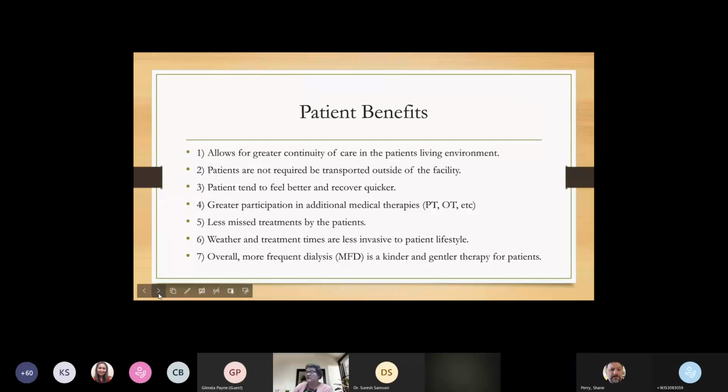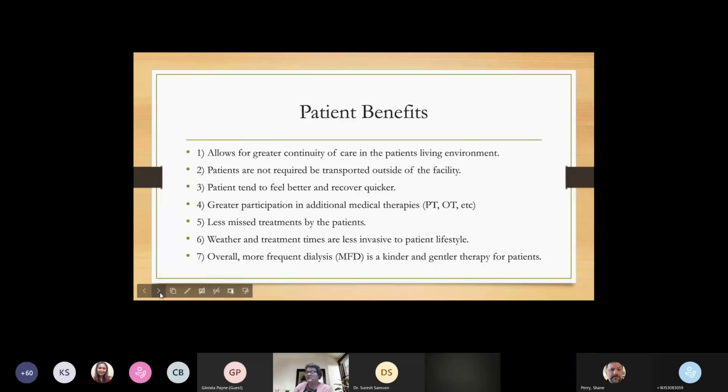And then there's the thought of getting out early in the morning to go to dialysis or late in the afternoon, and it's 30 degrees outside or it's 110 degrees outside. The weather really impacts our patients a lot, and when they're already sick and not feeling well, the element of bad weather just plays into a lesser quality of life for them. So overall, more frequent dialysis is a kinder and gentler therapy for our patients.